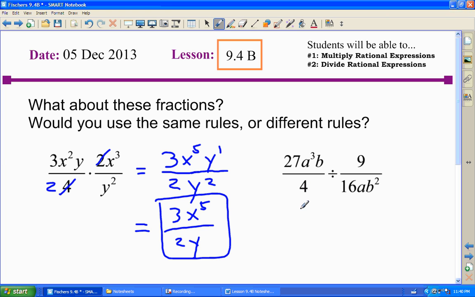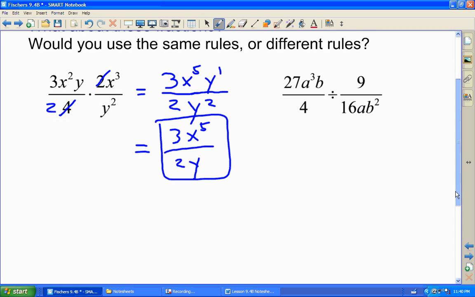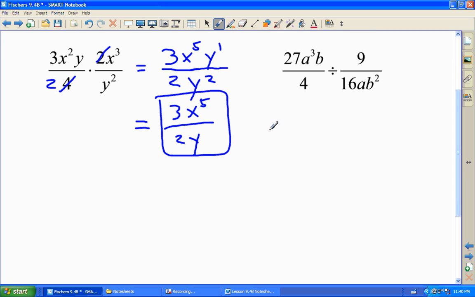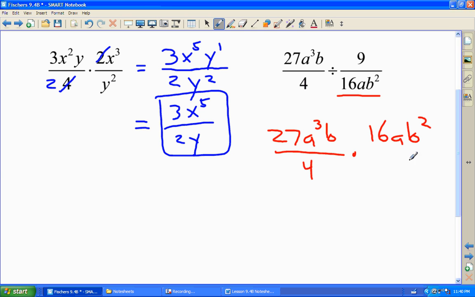All right, this one over here. I'll change colors here to make it real clear, I hope. When we do this fraction here, we are going to flip it and multiply once again. So I'm going to go 27a cubed b divided by 4. Now I'm going to multiply by the reciprocal of this. I'm just going to bring everything that was on the bottom here up to the top. Divide that by 9, and now I can start canceling. 4 goes into 16 4 times. 9 goes into 27 3 times.